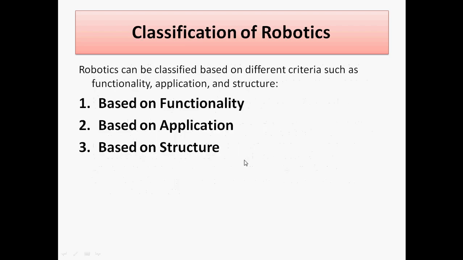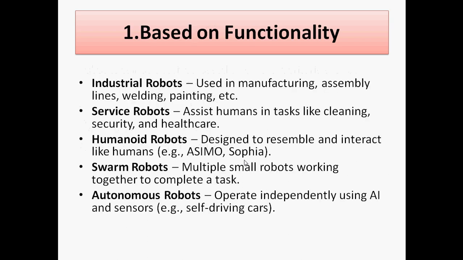Now we are going to discuss the classification of robotics. The criteria are based on functionality, based on application, and based on structure. First of all, we discuss based on functionality. First, industrial robots. Industrial robots are mostly available in industry and are useful for manufacturing, assembly lines, building, or painting.